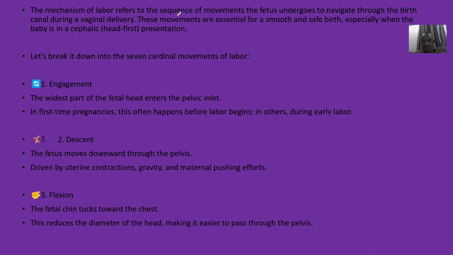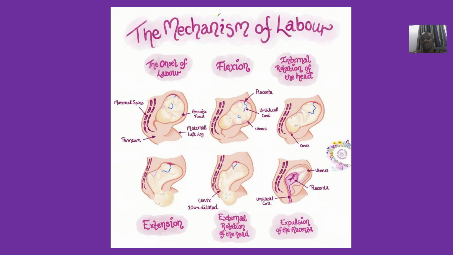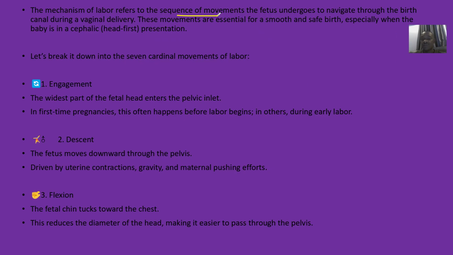So mechanism of labor just requires what movements that the baby has to do to be able to come through the birth canal. Of course, the birth canal is not just a simple walkway that the baby will just walk through without doing any work. So the baby has to change position, do a lot of maneuvers for it to be able to go through that birth canal. So these movements are very important for the birth process to go on smoothly, especially when the baby comes with the head first.